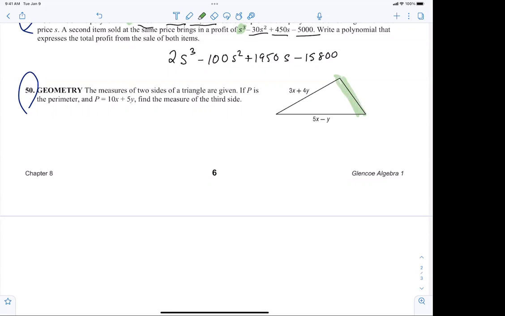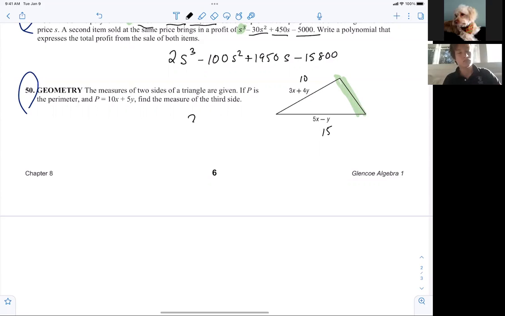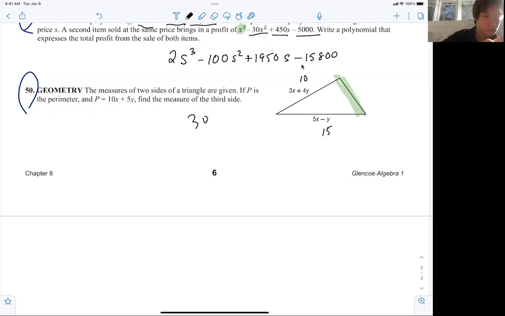This one is a little bit more complicated. But if I said this was 10 and this was 15 and the perimeter was 30, then what would I do? Add those two and subtract it from 30. That's how you're supposed to think if you don't know something. Just put numbers down so you can visualize it. He said perfectly, go ahead and add these two together. And when I add those together, what do I get?